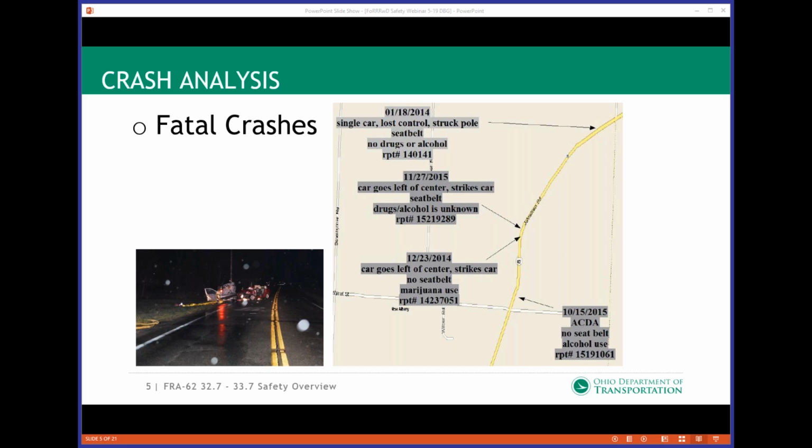One of the cars was reported to be going about 60 miles an hour through that center curve and hit another car, and there was a fatality. There was a fatality to the north on the tangent section. It was really just an equipment failure. The vehicle lost its wheel and went off the road and in the ditch and struck a pole. And there were a couple other fatal crashes too in that area.